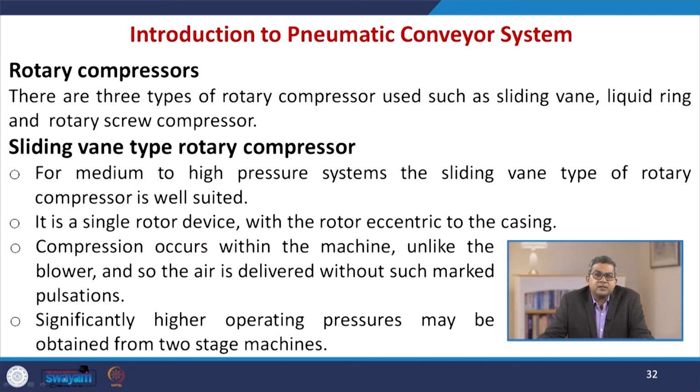rotary screw compressor. Now when we talk about the sliding vane type rotary compressors, these are applicable for medium to high pressure systems. The sliding vane type of rotary compressor is usually well suited. It is a single rotor device with the rotor eccentric to the casing. Compression usually occurs within the machine, unlike the blower, and also the air is delivered without such marked pulsation. Significantly higher operating pressures may be obtained from two-stage machines.